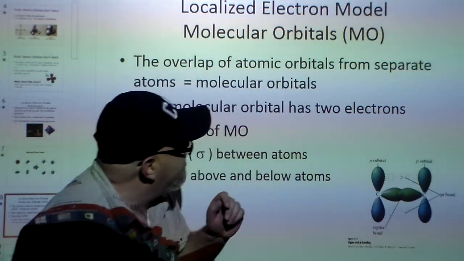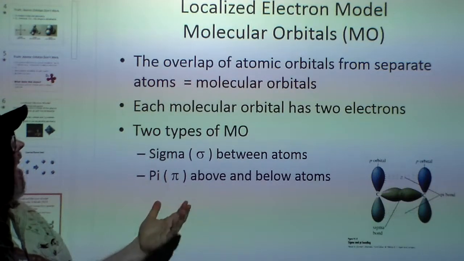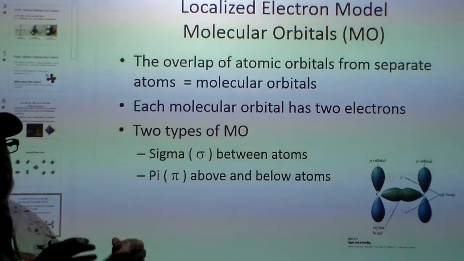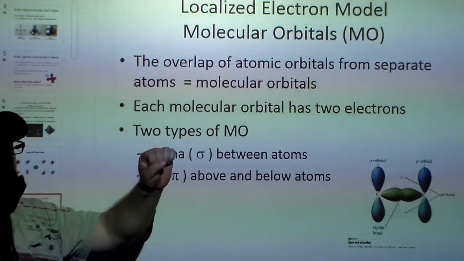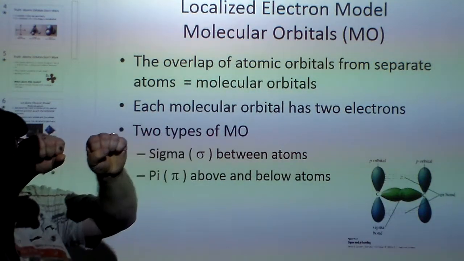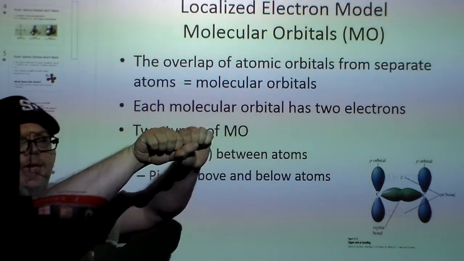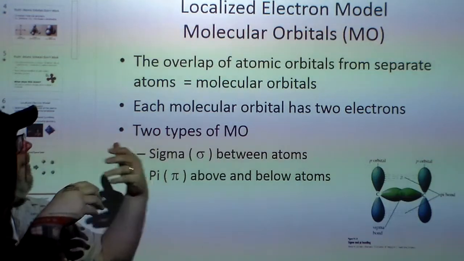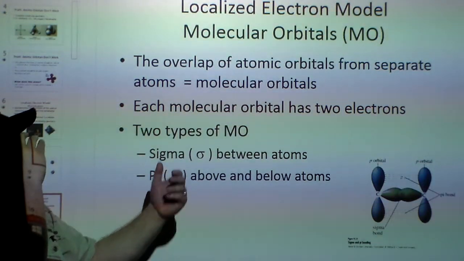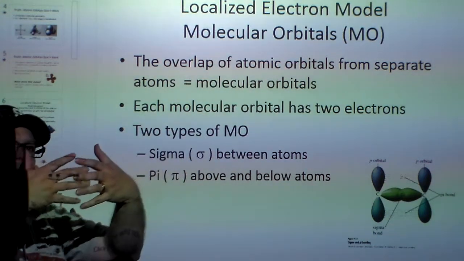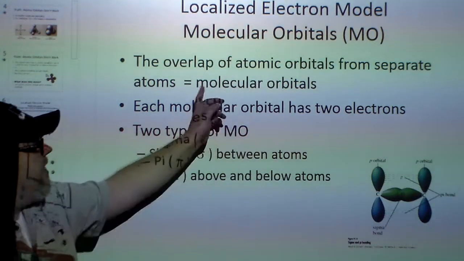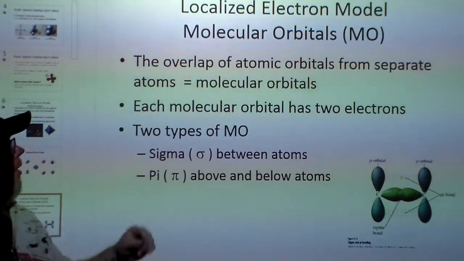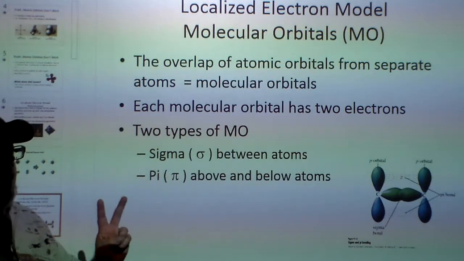Now, the idea is this, that there is an overlap of the atomic orbitals from the separate atoms. Okay, remember now, the idea is we're taking two atoms, and we're going to use two carbons here. If we're combining them together like this, there's going to be some blending with these atomic orbitals. And the idea is when you have an overlap of these atomic orbitals from the separate atoms, that's what we call the molecular orbitals. Now, each molecular orbital would have 2 electrons in the process.